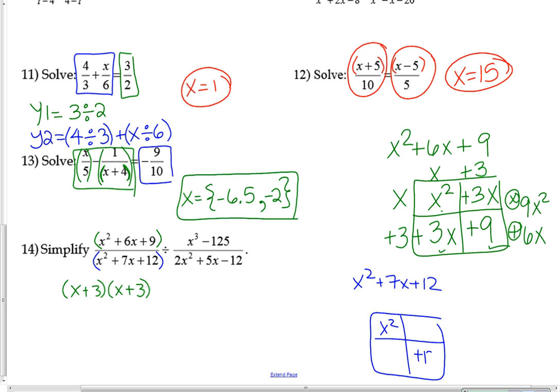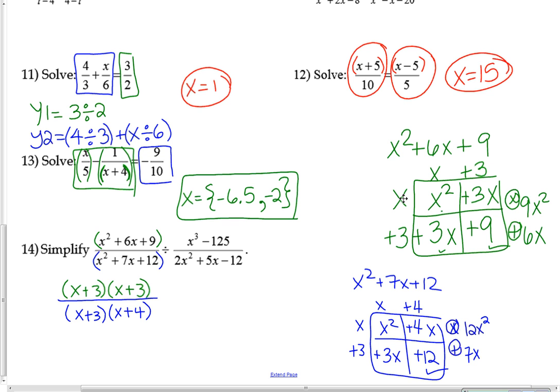I have an x squared and a plus 12. So I'm looking for what two things multiply to 12x squared and add to the middle, my 7x. So they both need to be positive x terms. To multiply to 12 and add to 7, I can do a 3 and a 4. So this would give me x plus 4 and x plus 3. Again, checking that 3 times 4 is really 12, which it is. So that was my first denominator, x plus 3 and x plus 4.